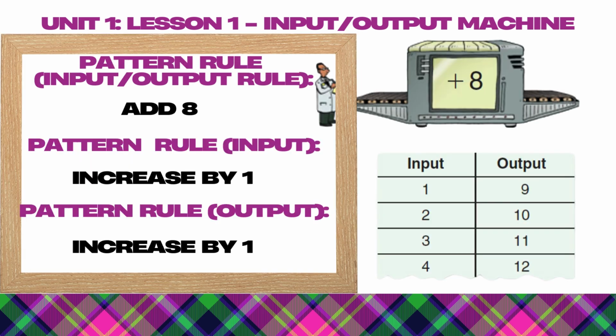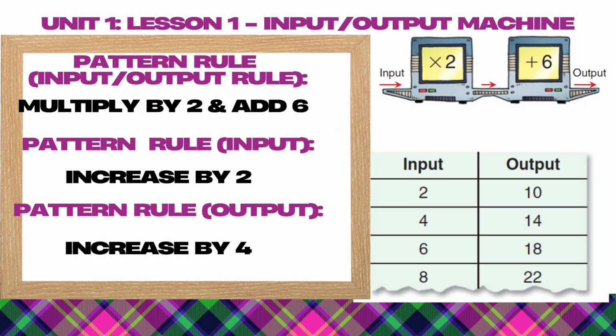Here's another example. The pattern rule that they are following here is to add 8. I'll also point out a few other things because there are 2 more rules that we need to talk about. The pattern rule that relates input to output is to add 8. But the pattern rule with just looking at the input is that it starts at 1 and increases by 1 each time. The output pattern rule is that it starts at 9 and increases by 1 each time.